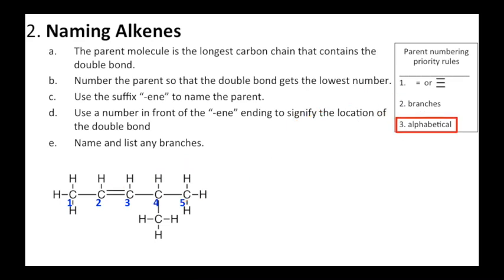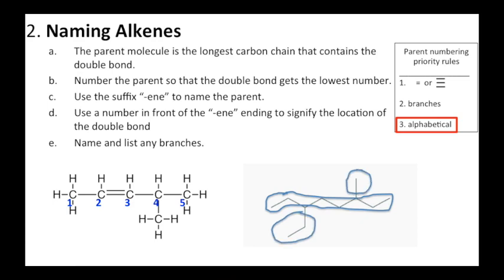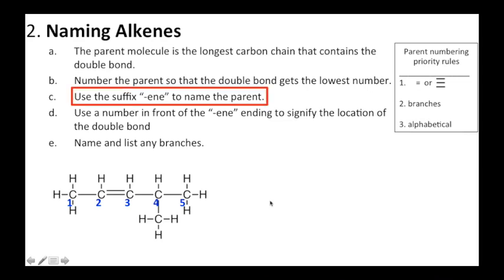Alright, then there is an alphabetical priority, which could happen in this situation. Look at this compound. There's the parent, 1, 2, 3. So that branch is connected to 1, 2, 3. This branch, 1, 2, 3. This branch is also connected to a 3. So we have to go by alphabetical priority. Okay, so this is a methyl branch. This is an ethyl branch. The ethyl alphabetically gets priority. So we would number it 1, 2, 3, 4, 5, 6, 7, 8. Okay? Alright, let's move on.